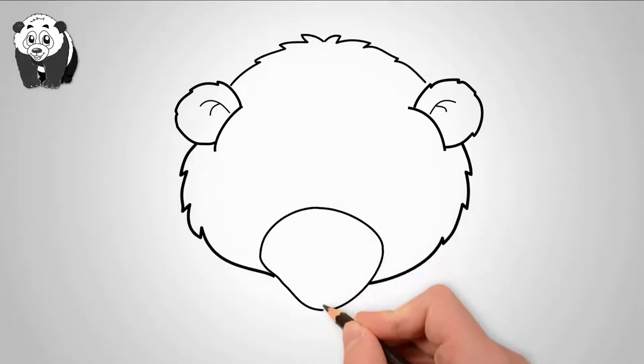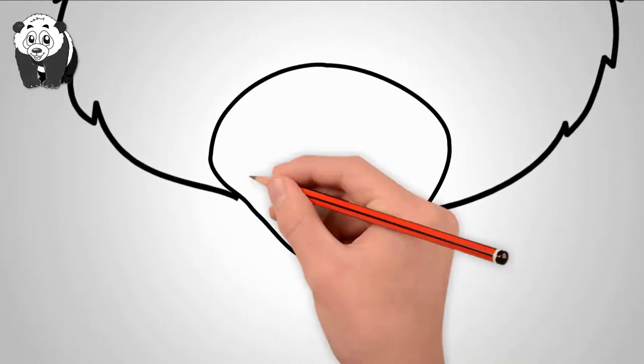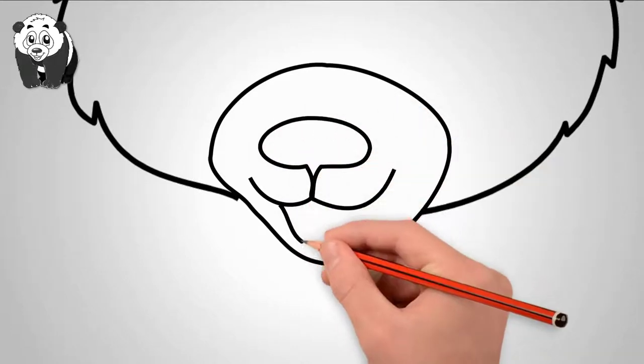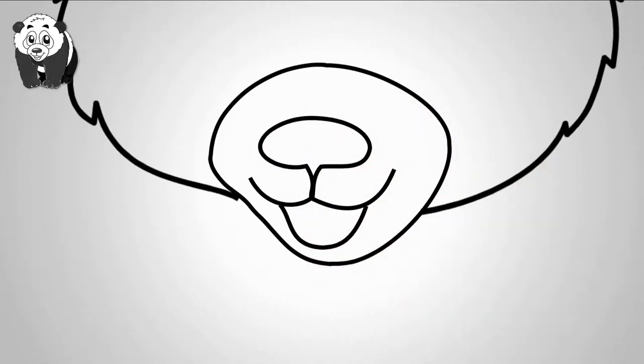Draw the mouth open. And draw a tongue in the mouth. The panda is smiling. Draw the folds of the smile on both sides of the mouth.